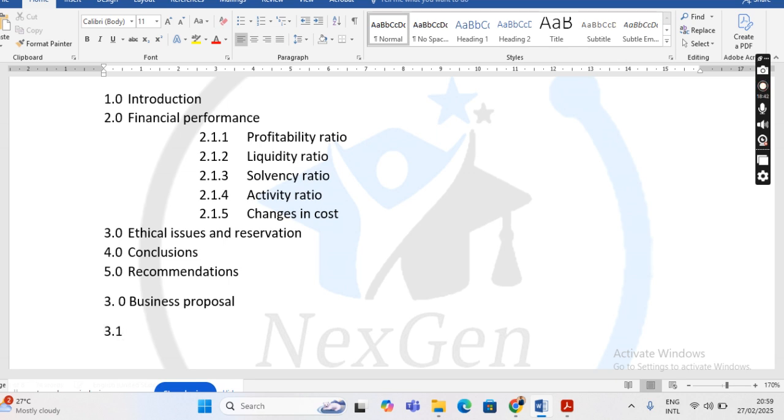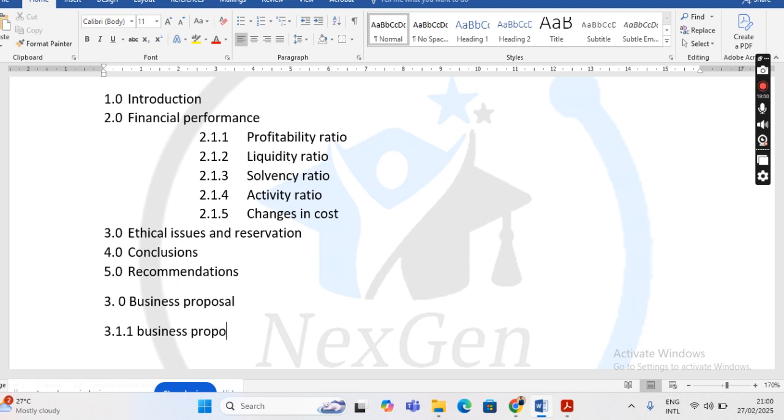The numbering, you can number it anyhow that you will actually understand, right? So don't mind my own numbering. You can just do it the way you will understand. You move on. You can say, okay, under the business proposal, you have business proposal one.